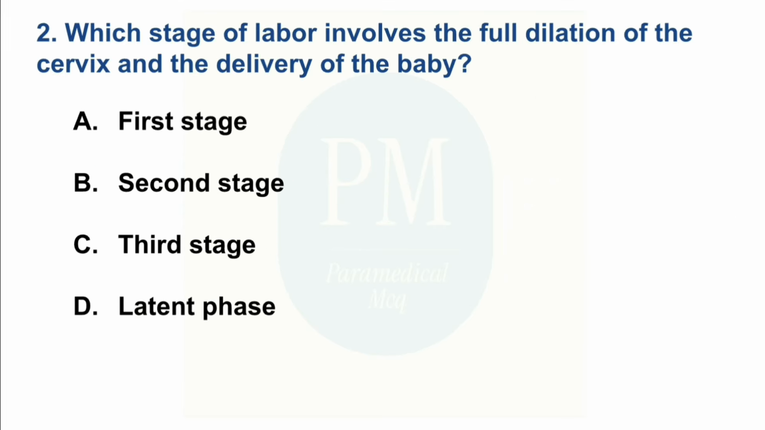Which stage of labor involves the full dilation of the cervix and the delivery of the baby? Option A, first stage. Option B, second stage. Option C, third stage. Option D, latent phase. The correct option is option B, second stage.